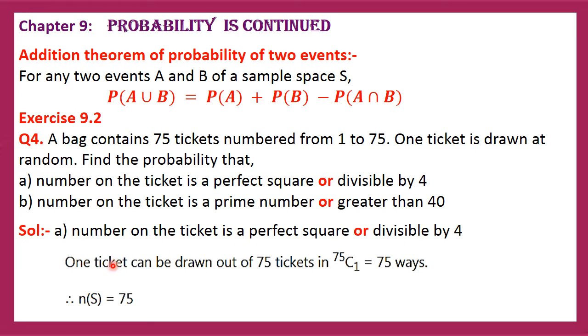Now we have to find the sample space. We know the sample space means the chances of selecting one from these 75 tickets. All the 75 numbers will come, so we don't write the sample space here. We will directly write the number of elements of the sample space. One ticket can be drawn out of these 75 tickets in 75C1 equal to 75 different ways. So the possible chances are 75, that is n of S is equal to 75.